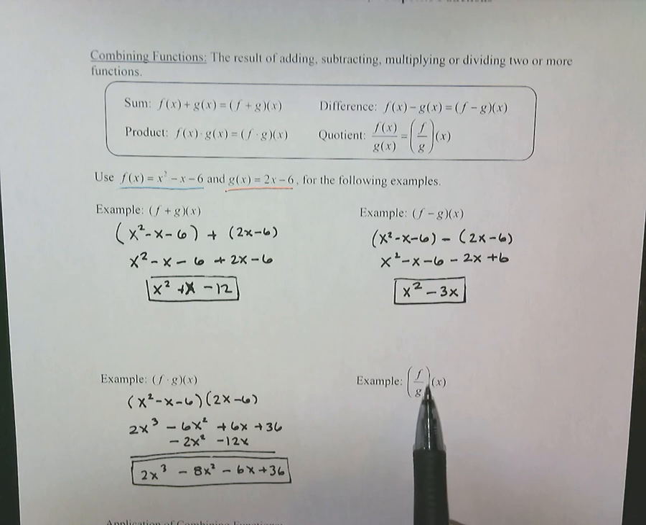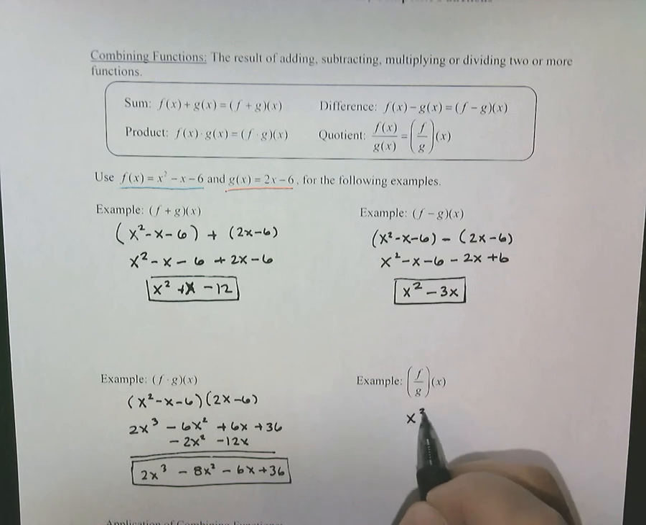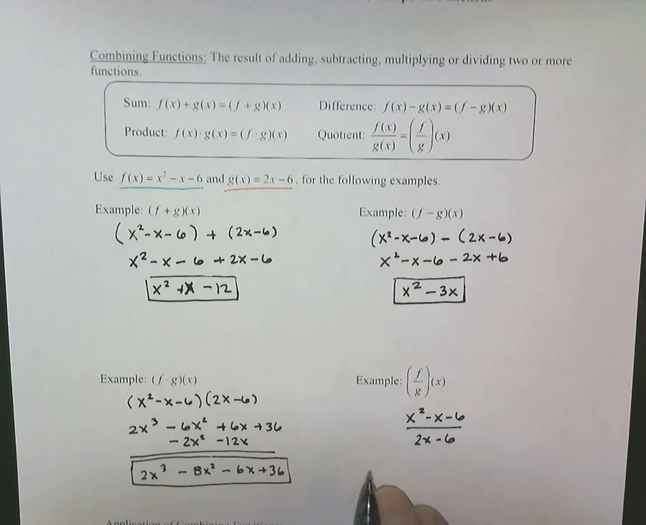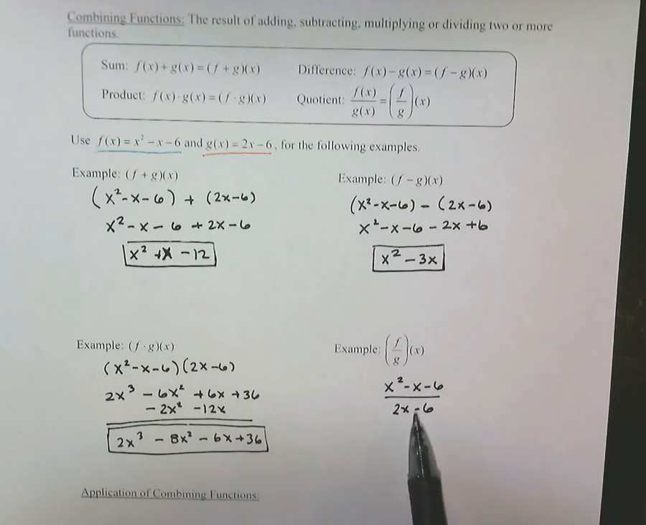And the last one looks like this. It's division. f of x divided by g of x. So I'm going to take the f of x, which is x squared minus x minus 6, and divide it by g of x, which is 2x minus 6. If the problem does not reduce at all, you can leave it like that. There's nothing wrong with that.